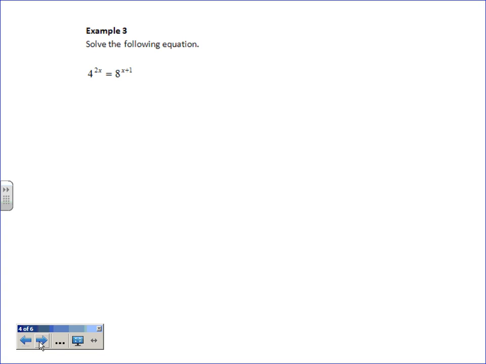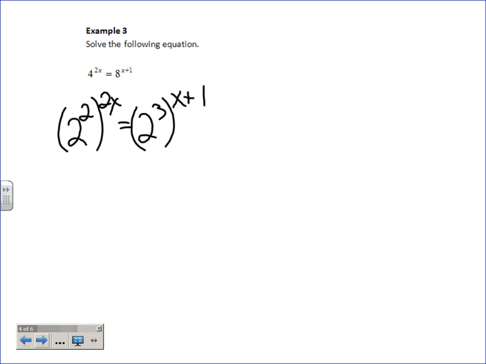And the base we're going to use is 2. So this is 2 squared, right, to the 2x. And 2 to the 3rd to the x plus 1. Now, most students on the left side don't have a problem with that. It's basically 2 to the 4x. It is very easy to do the right side incorrectly. Okay, it's 2 to 3x plus 3. You have to distribute that 3 through that expression.